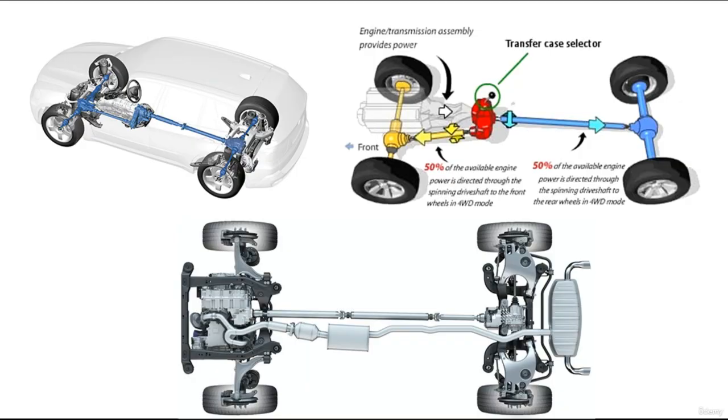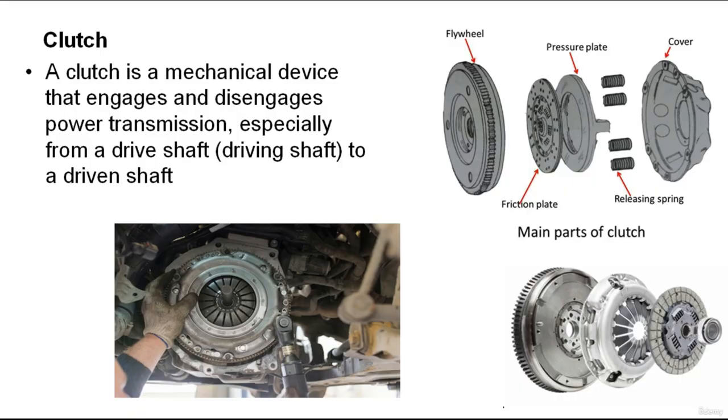We'll start with the first component, which is the clutch. The clutch is used with manual transmissions and transaxles. It mechanically connects the engine's flywheel to the transmission or transaxle input shaft. This is accomplished by a special friction plate that is splined to the input shaft of the transmission. When the clutch is engaged, the friction plate contacts the flywheel and transfers power to the input shaft.